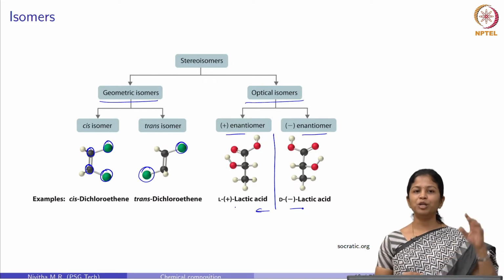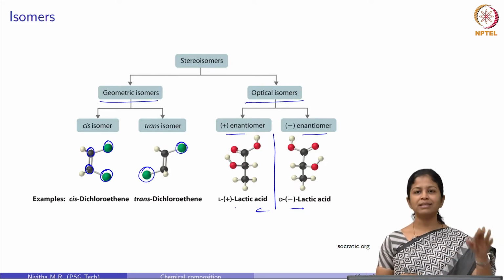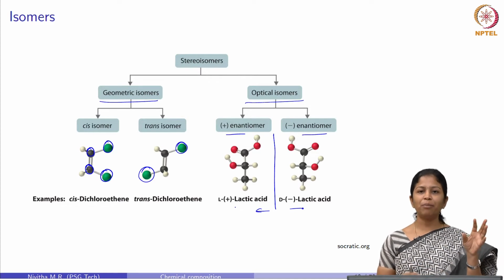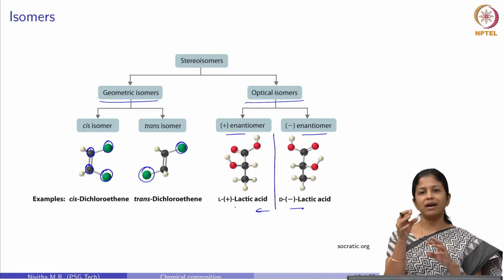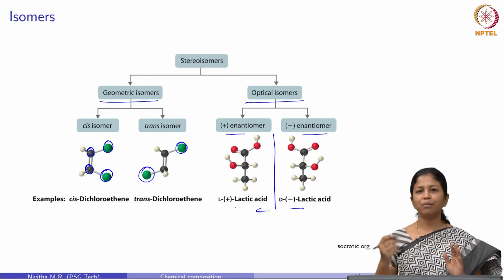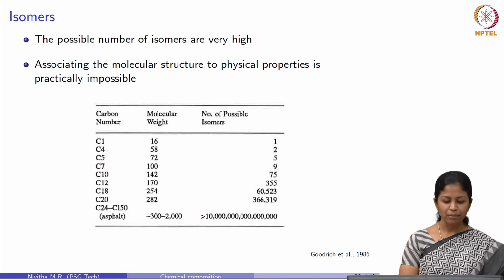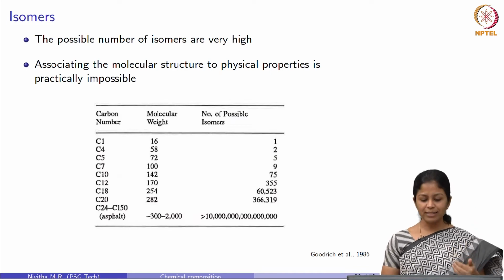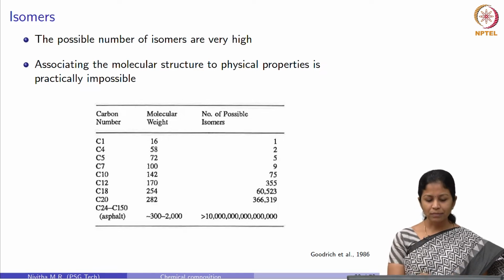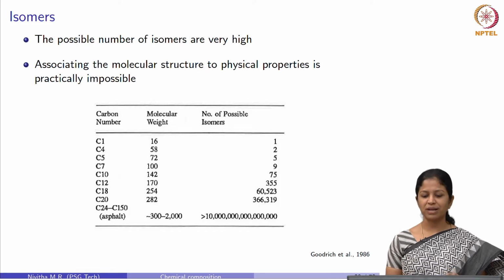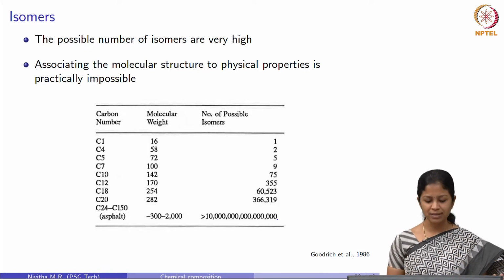Now, we said bitumen has aliphatics, aromatics and cyclics. So, depending upon how these molecules are, how the carbon and hydrogen are arranged, we are going to have n number of isomers which are available for bitumen. This is a table which shows the possible number of isomers depending upon the carbon number. The possible number of isomers is very high as far as bitumen is concerned.